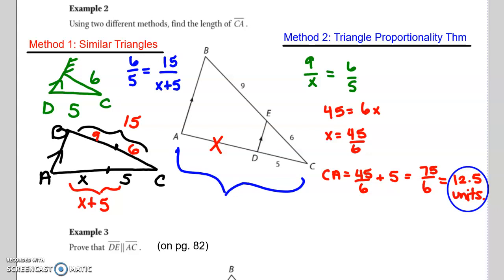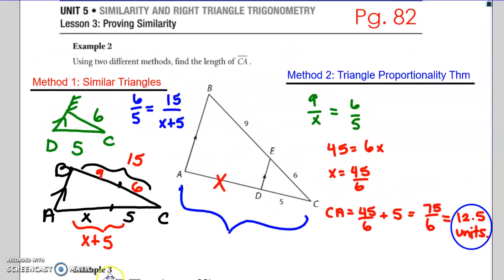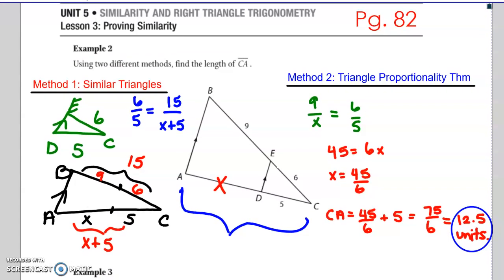All right, so I just want to quickly go through this example. This example can be found on page 82. After this example, because of the videotaping tool I'm using, I'm going to stop it and then continue in a second video. So real quickly, again, let's use two different methods. Here I have triangle DEC, the smaller triangle, and then the larger one, ABC.